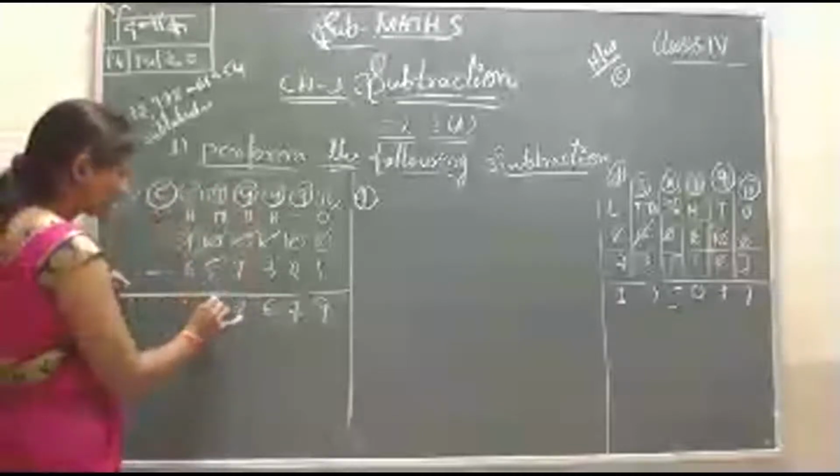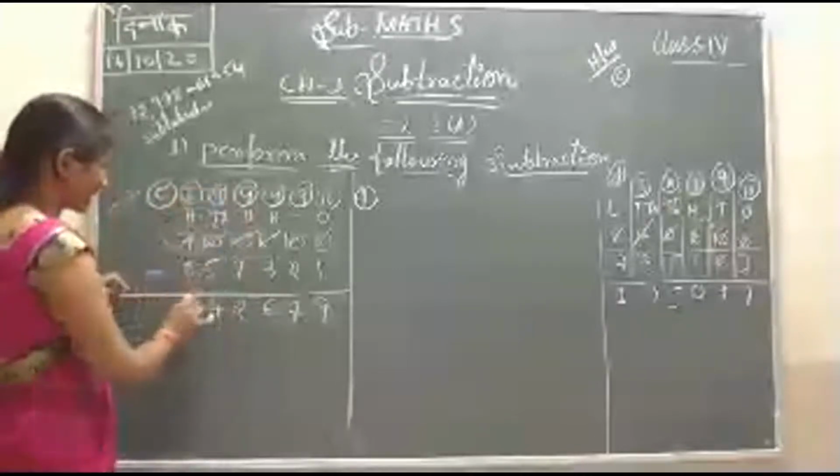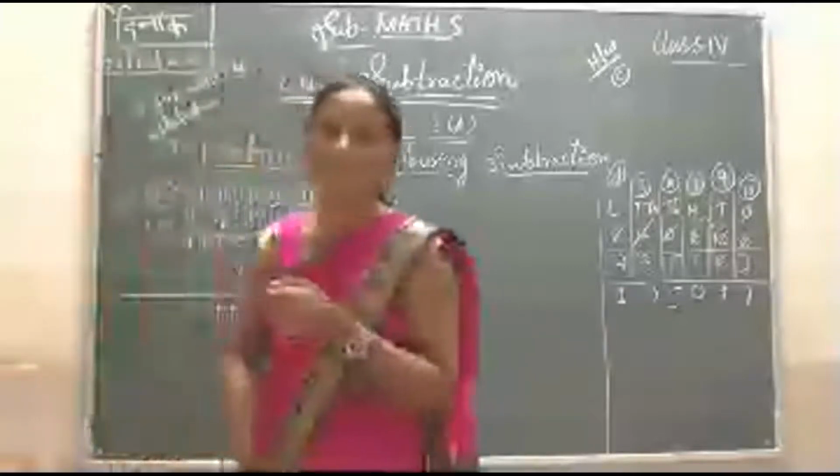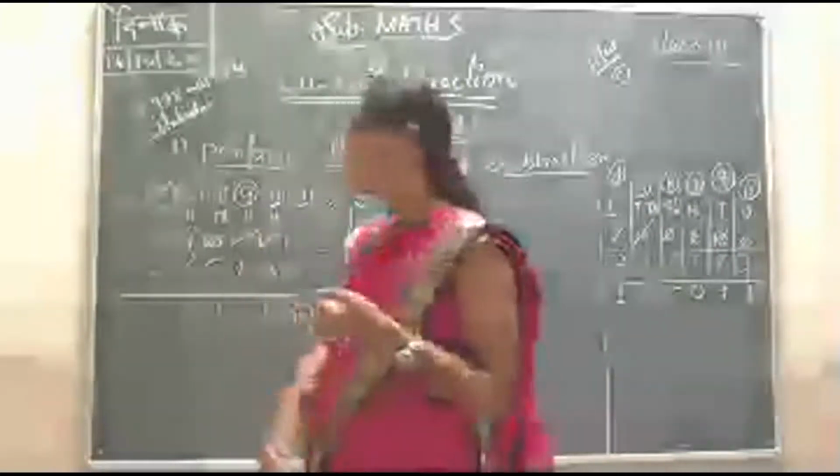9 minus 5, that is 4. 6 minus 6 is 0. What is the answer? The answer is 42,679, the left for in E1.